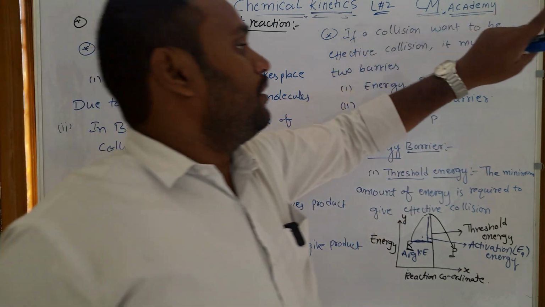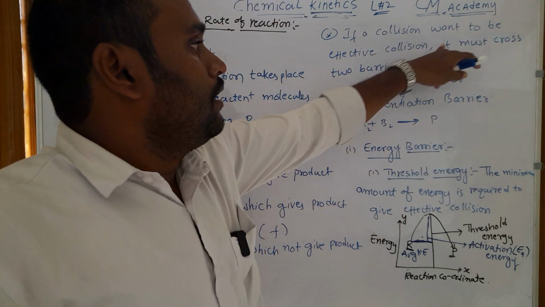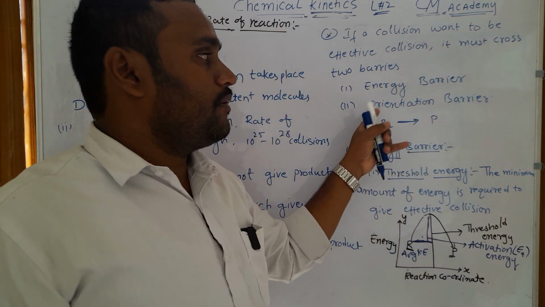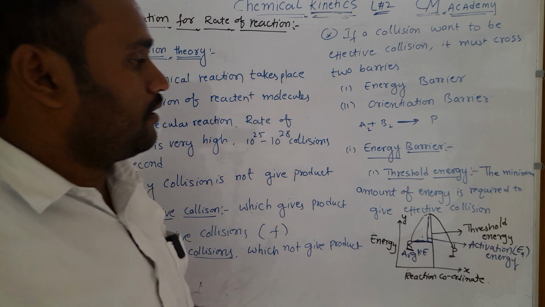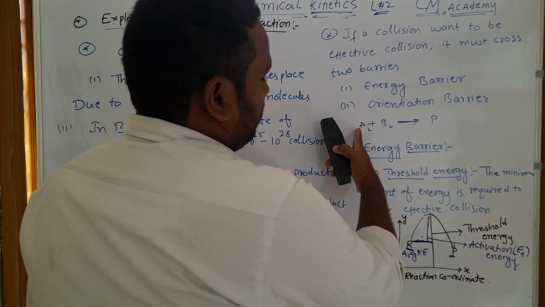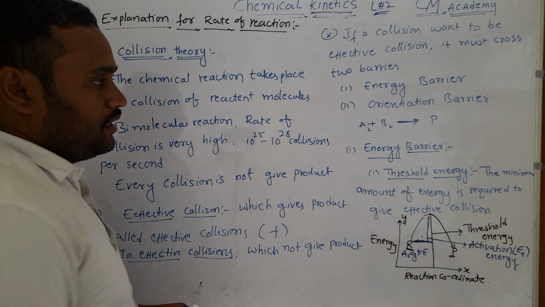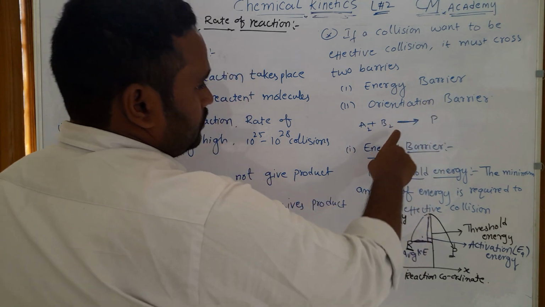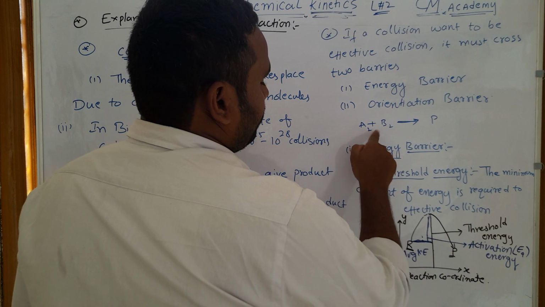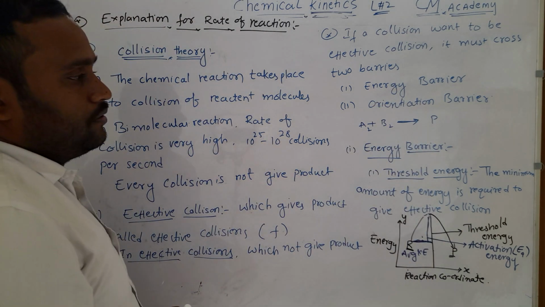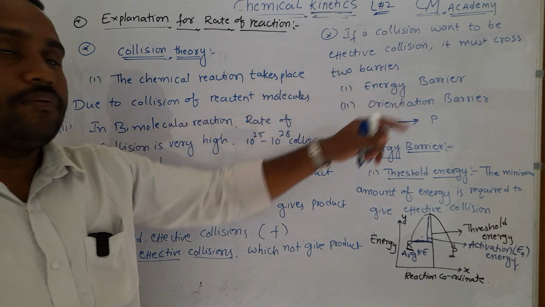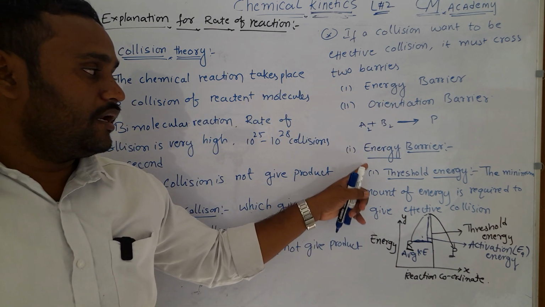If a collision wants to be an effective collision, it must cross two barriers. One is the energy barrier, and the other is the orientation barrier. For example, I have taken one reaction here: A2 plus B gives rise to product. If this reaction wants to produce this product, it should clear these two barriers: the energy barrier and the orientation barrier.